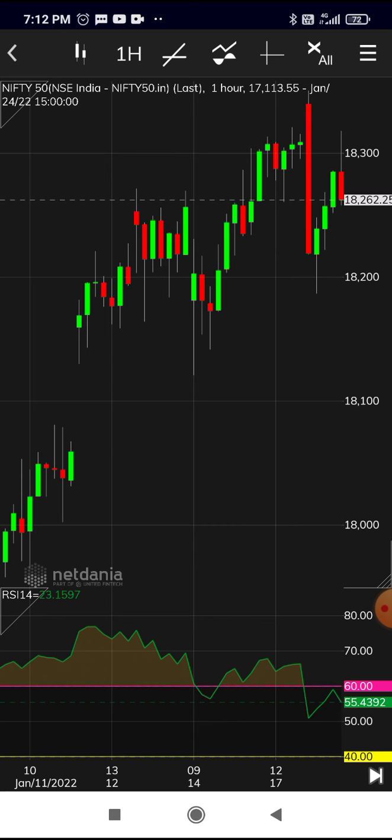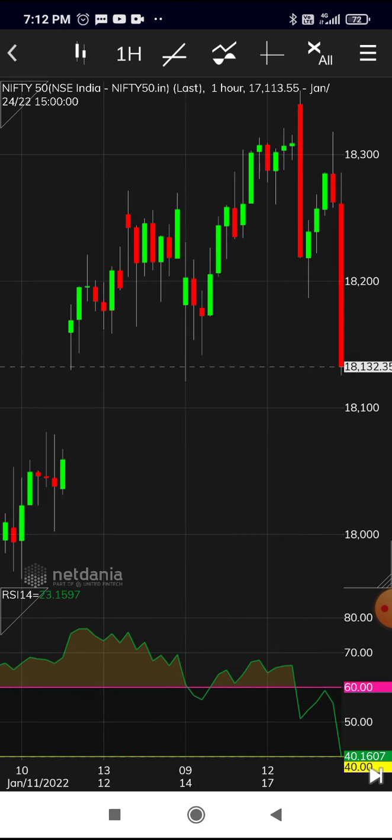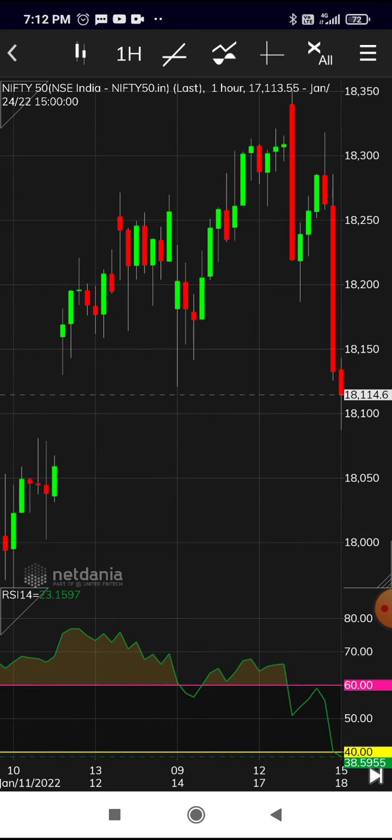So if you look at the chart, the last candle on the chart, the Nifty is 18,262. So if you see the next candle, the RSI has gone down to 40.16 and the Nifty has gone down to 18,132. Let me move forward. Now in this candle, Nifty has fallen to 18,114. That is about 1000 points away from what it is today. So nearly 1000 points you could have made with this method.